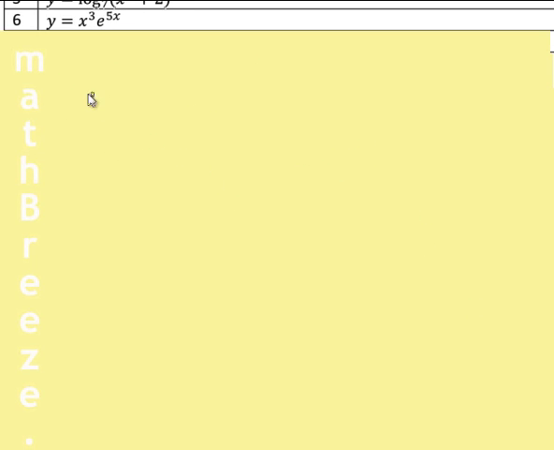In number 6, we have a product, so we'll do the product rule. The first times the derivative of the second, 5e to the 5x, plus the derivative of the first, 3x squared, times the second.